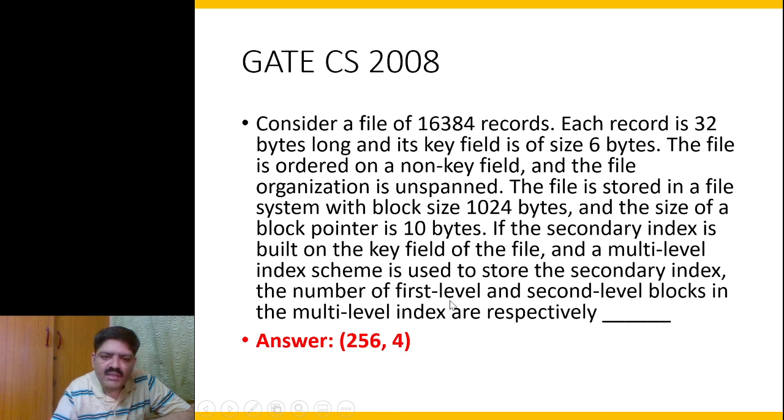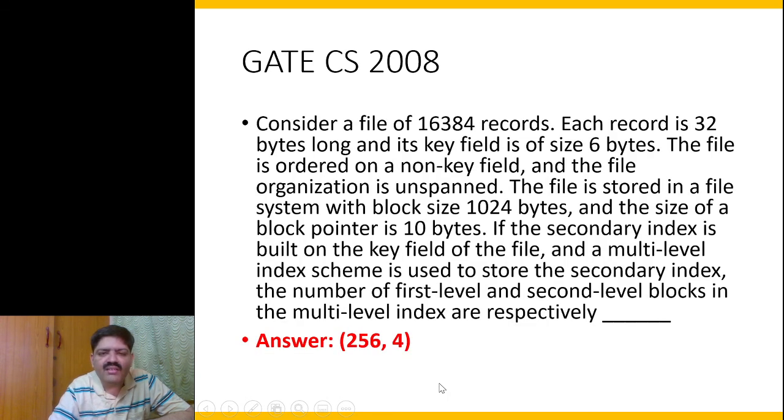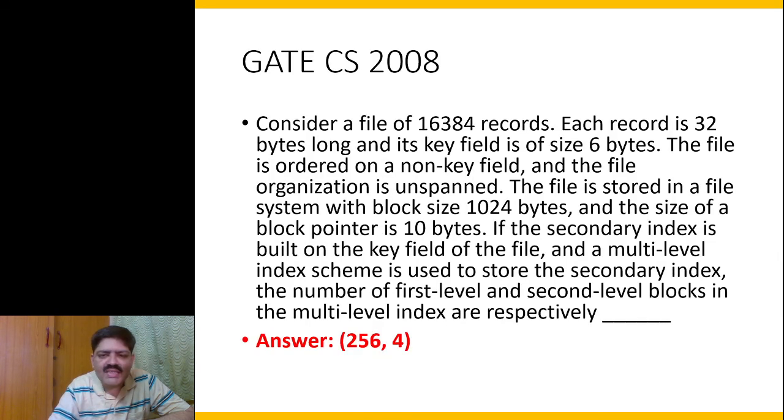In fact, the question asks, if the secondary index is built on the key field of the file and a multi-level index is used to store the secondary index, the number of first level and second level blocks in the multi-level index are respectively 256 and 4. So I have 256 and I have 4. I hope this is clear to you.